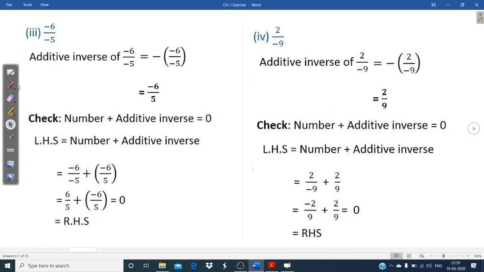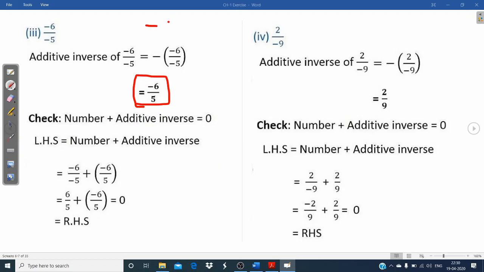Now similarly, the third part is there. In the third part, minus 6 upon minus 5. So here it is itself. If you want, you can simplify this. Minus minus will be cancelled out. 6 by 5 will be remaining. So the additive inverse of 6 by 5 will be what? Minus 6 by 5.